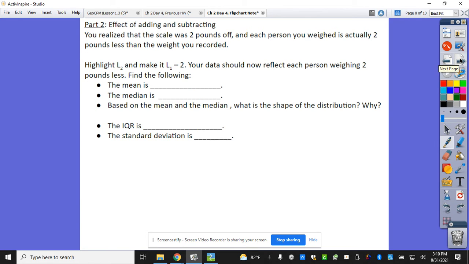All right, so we realized that the scale was actually 2 pounds off. Each person that we weighed is actually 2 pounds less than the weight we actually recorded. So instead of going through and changing every single one of them, work smarter, not harder, we're going to go to L2, and we want to take our what? L1. And do what with it? Minus 2. So in list 2, you're just taking list 1 minus 2.